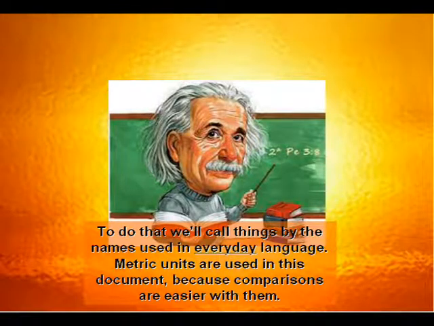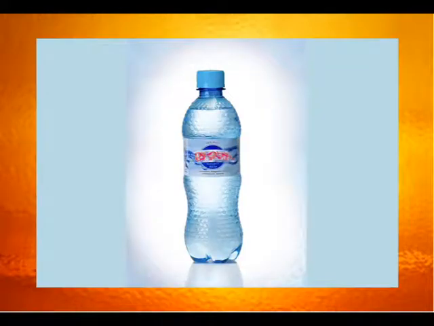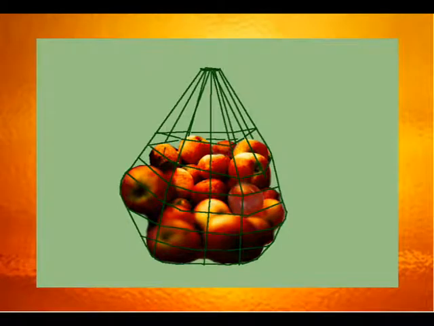Metric units are used in this document, because comparisons are easier with them. Concerning weights, we'll talk for instance of a kilogram. For that, we'll refer to the weight of a liter of water on our planet, of course. Or the force needed to hold a bag of 1 kilogram of apples, about 2.2 pounds.